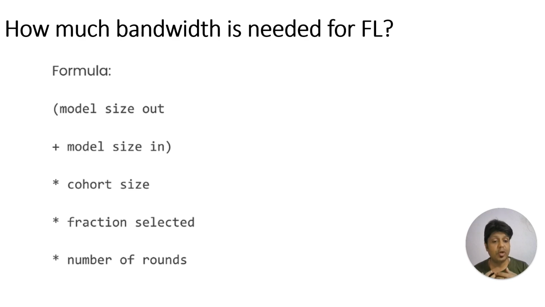And then the fraction selected. As I said earlier, we don't always use all the clients at one particular point, so we use a fraction of them. What's the fraction? 20%, 30%. So we multiply by the fraction selected, and then by the number of rounds of training. So the total model size going out and coming in, times fraction times cohort size: let's say 0.2 of 1,000, which is 200, so we multiply by 200, and then the number of rounds, let's say it took around 10 rounds, so we multiply by 10. This gives us the bandwidth needed for federated learning.